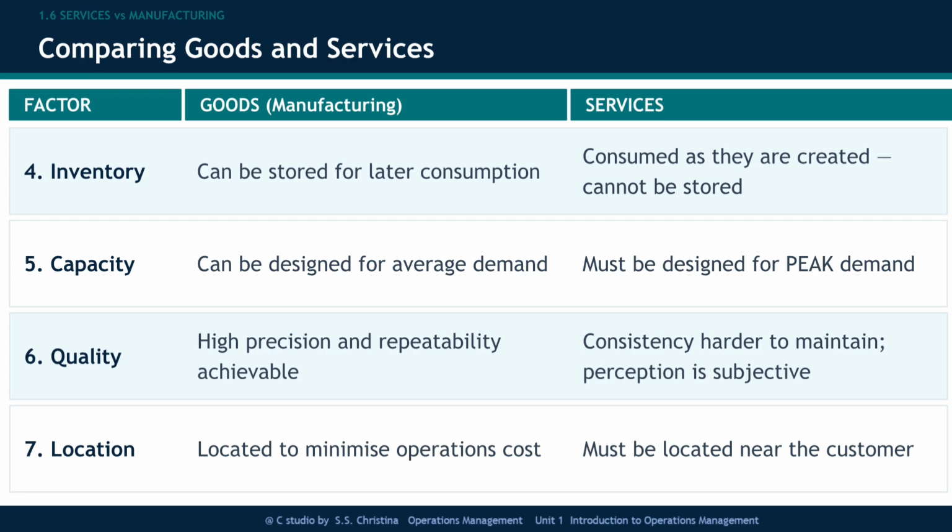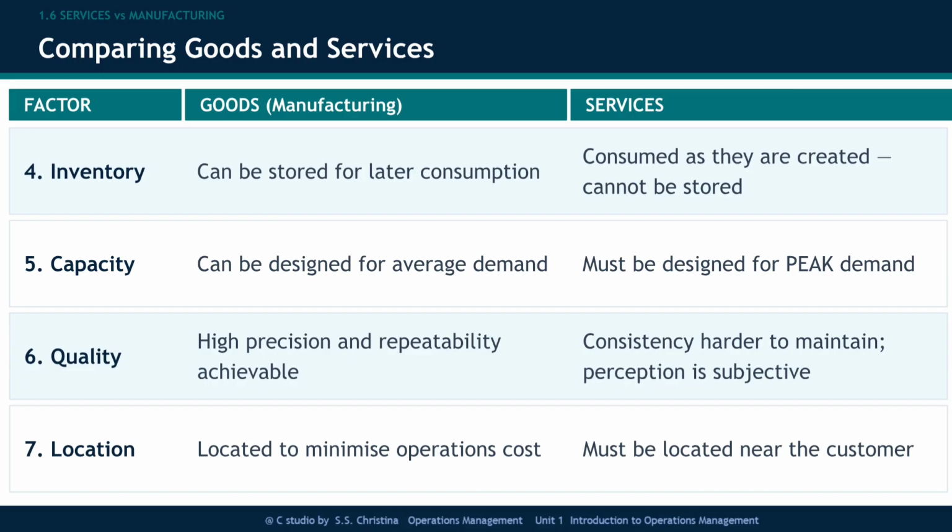Capacity. For goods, you design production capacity to match average demand and buffer with inventory. For services, a hospital emergency department, an airline check-in counter, you must design for peak demand. Because if demand surges and you have no spare capacity, customers can't wait. They go to a competitor.